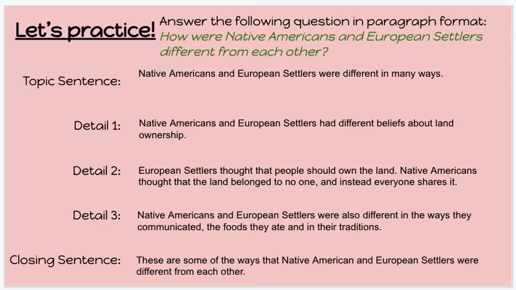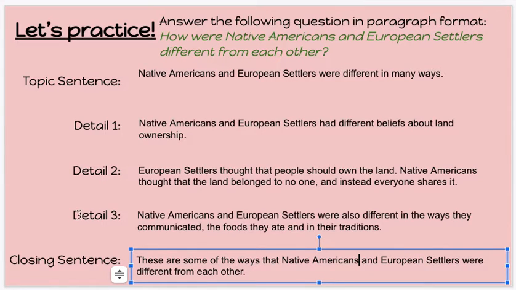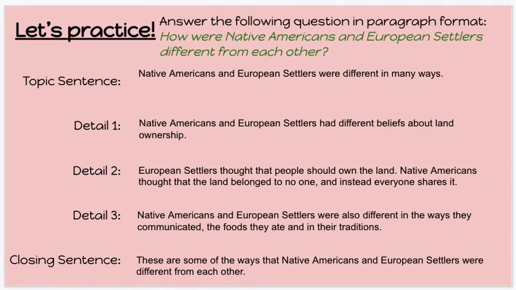Native Americans and European settlers were also different in the ways they communicated, the foods they ate, and in their traditions. These are some of the ways that Native Americans, and there's another typo. These are some of the ways that Native Americans and European settlers were different from each other.